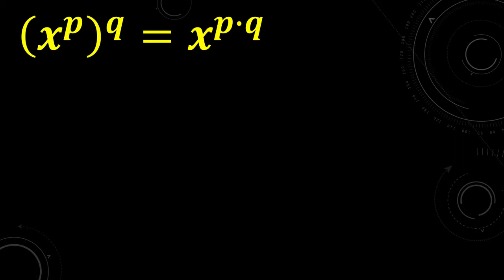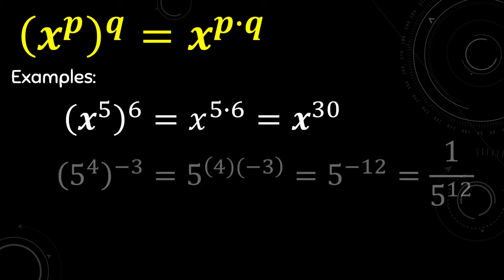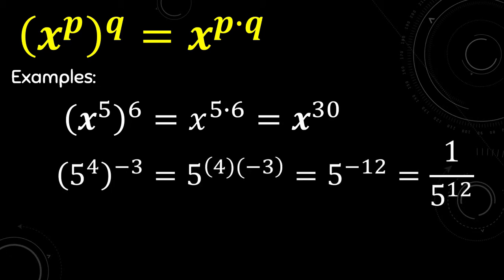Second rule. Quantity of x raised to p, raised to q. If a variable is inside the parentheses, we multiply the exponents. For example, we have here quantity x raised to 5, raised to 6, that is 5 times 6. It is equal to 30. Another example, 5 raised to 4, raised to negative 3. 4 times negative 3 is negative 12.